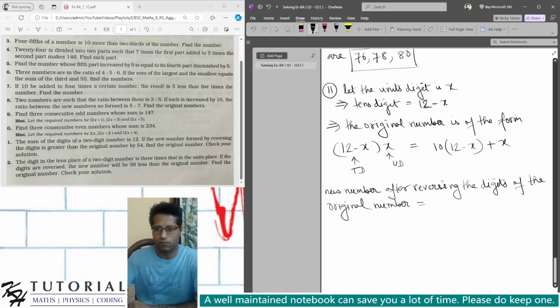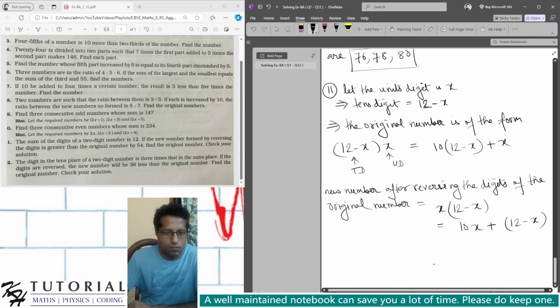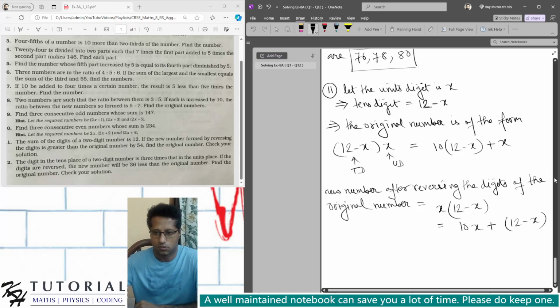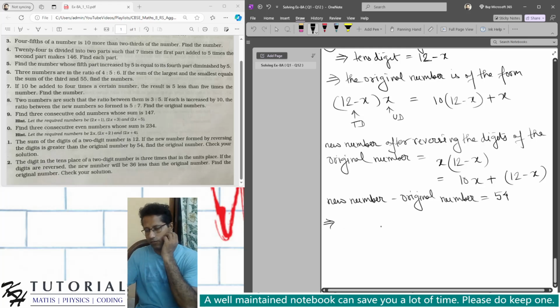So the new number will be of the form x and 12 minus x, and if we expand it in the expanded form, this will be equal to 10x plus 12 minus x. Now, what is given? The new number formed by reversing the digits is greater than the original number by 54. So it is given that new number minus original number is equal to 54. This is given. From this fact, we can form the equation.